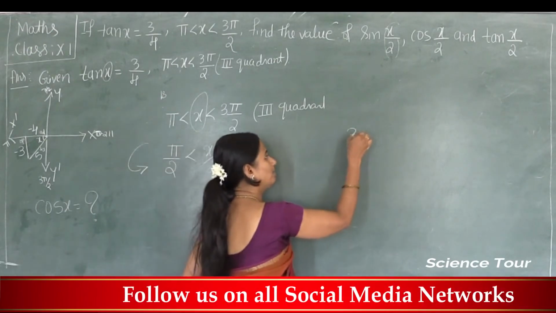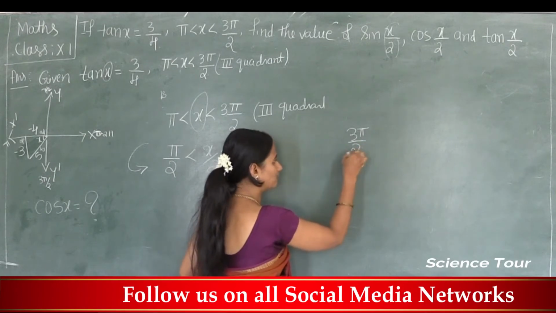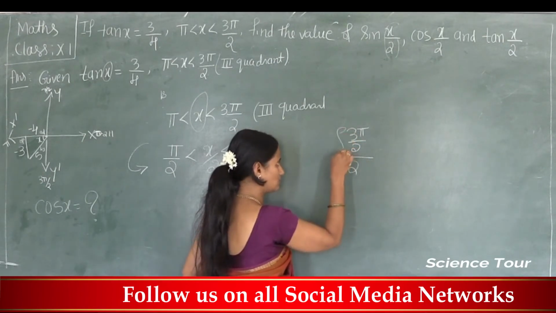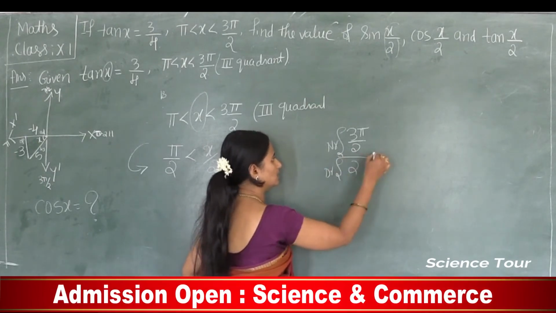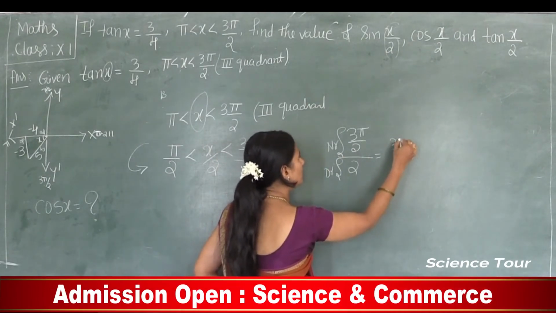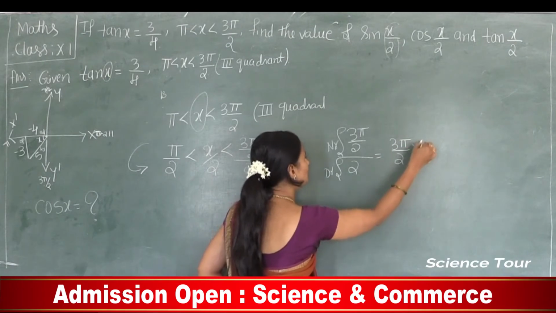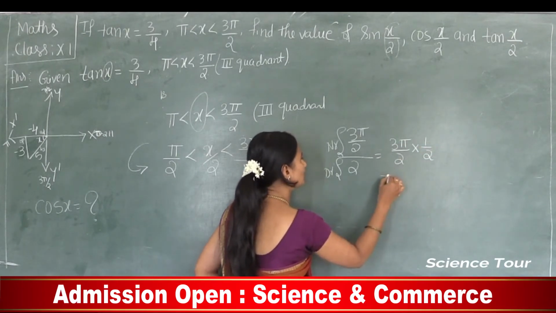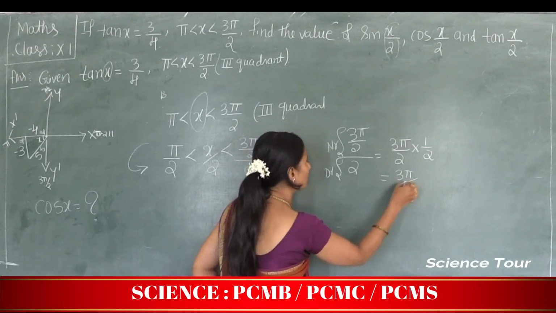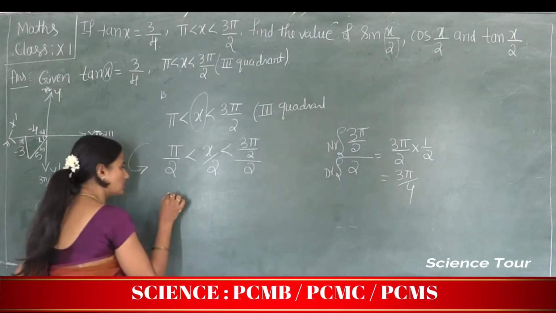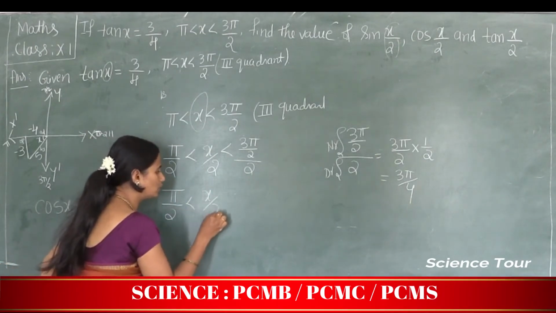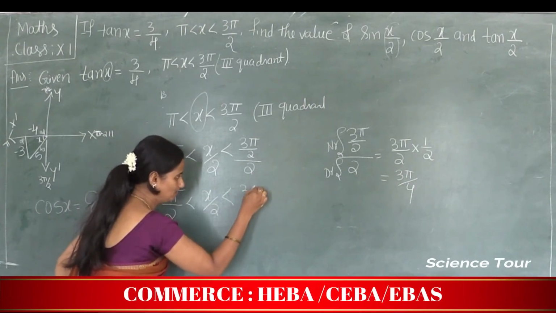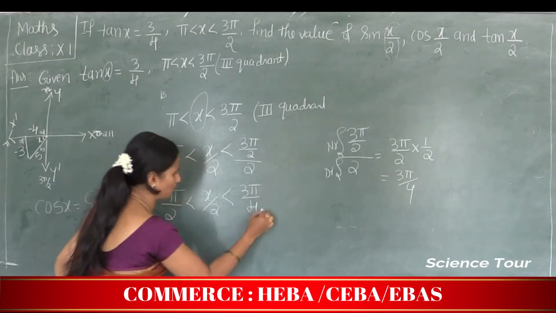So now 3 pi by 2 divided by 2 means this is your numerator, this one is denominator. So it is 3 pi by 2. So 2 is what? 1 by 2. So that comes as 3 pi by 4. Right now? So now your range is pi by 2, x by 2 and it is 3 pi by 4.